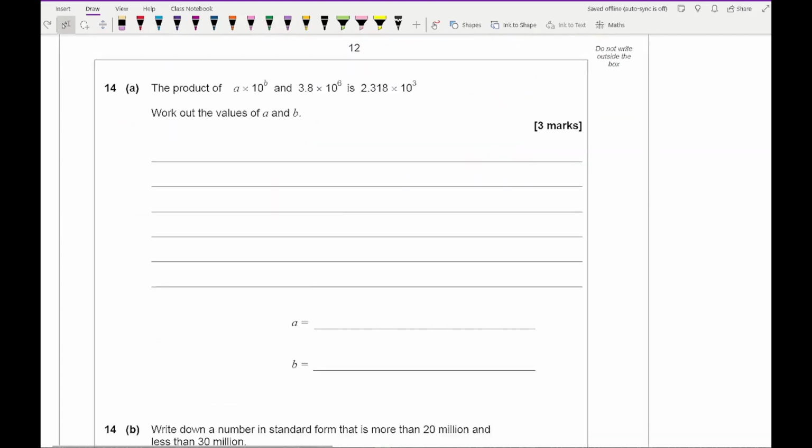Moving on to 14a, it says the product of a times 10 to the power b and 3.8 times 10 to the power 6 is 2.318 times 10 to the power 3. Work out the values of a and b. Well, let's have a look at this then. So it says the product, so what we need to do then is multiply these two things here together. And that equals 2.318 times 10 to the power of 3.